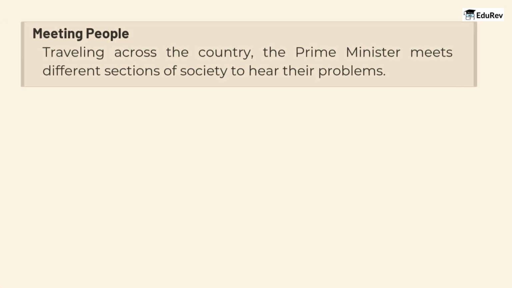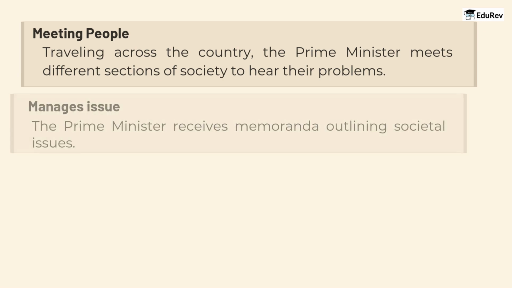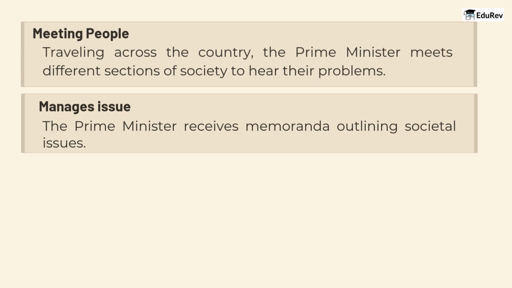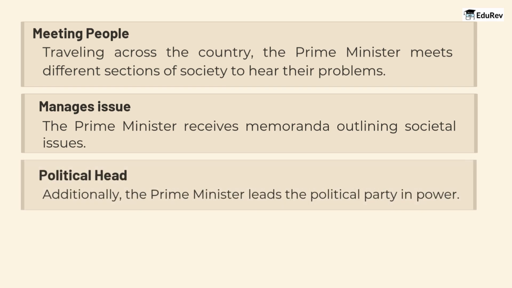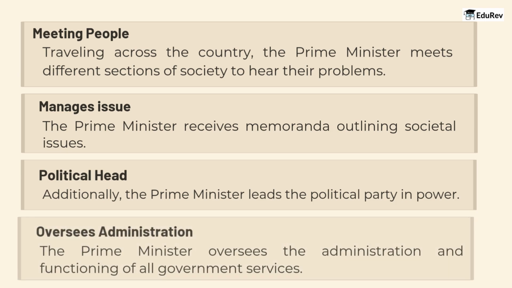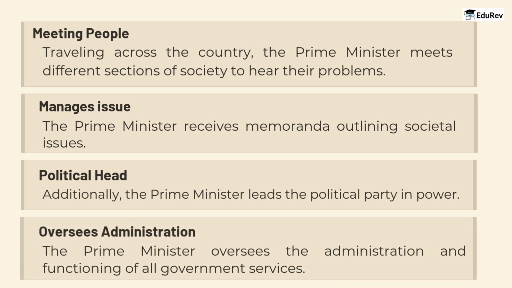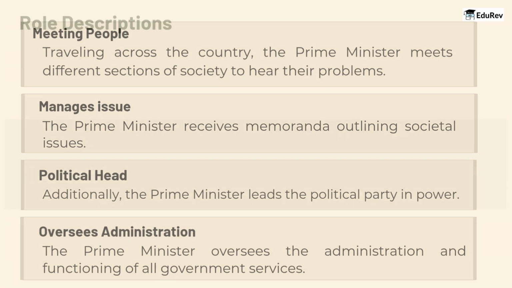Traveling across the country, the Prime Minister meets different sections of society to hear their problems. The Prime Minister receives memoranda outlining societal issues. Additionally, the Prime Minister leads the political party in power. The Prime Minister oversees the administration and functioning of all government services.